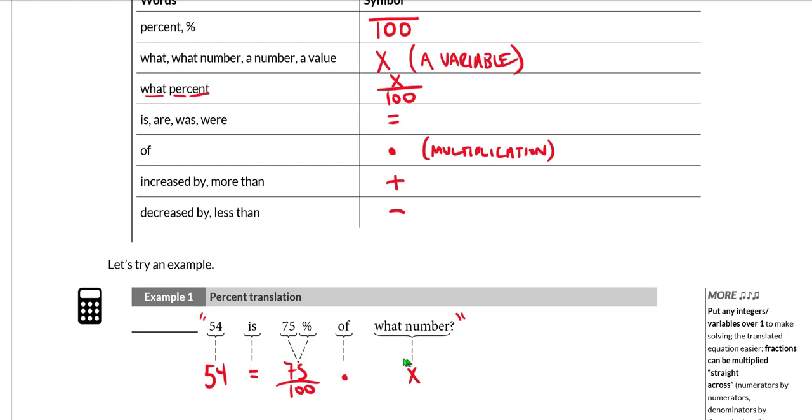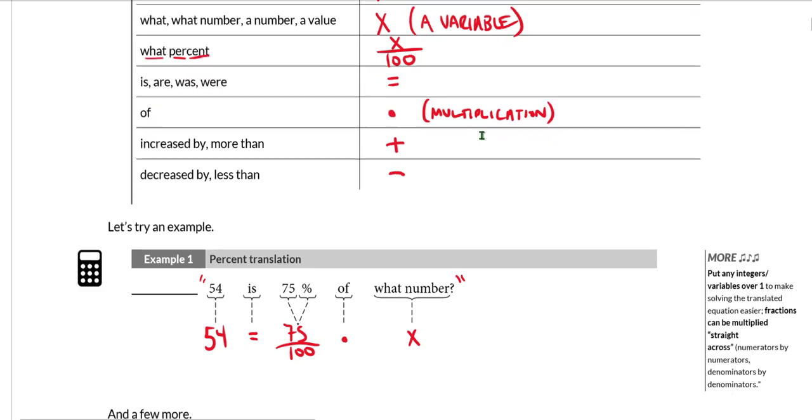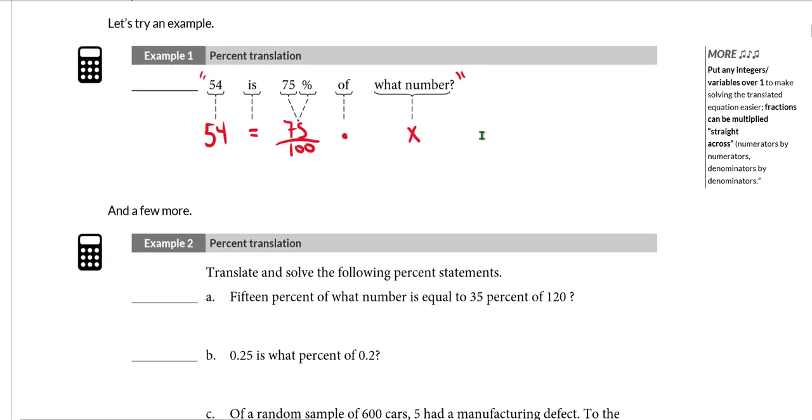That is how we would make a translation out of a percent statement. Now, there is a note over here. We're going to go ahead and actually clean this up and solve it a little bit. There is a note over here that says to put any integers or variables over 1. That may make it a little bit easier to see what your best next steps would be, which would be to apply what you know about multiplying fractions, which is you multiply straight across denominators, straight across the numerators.